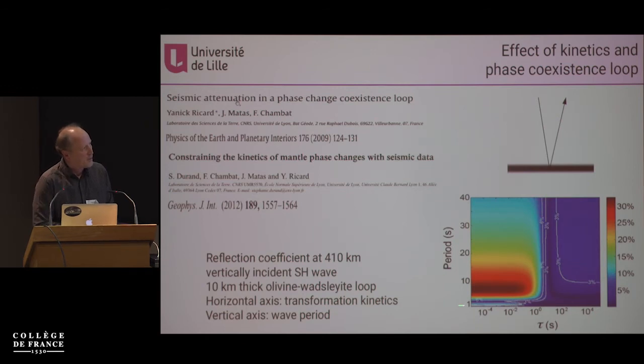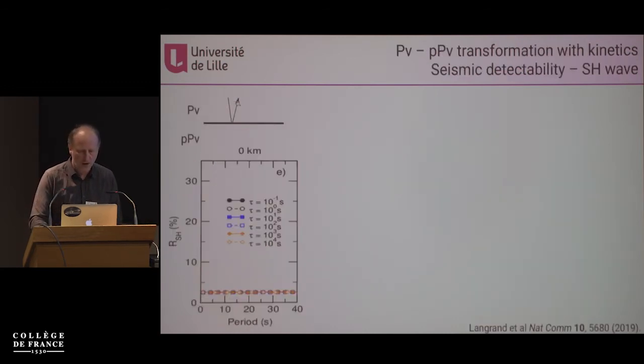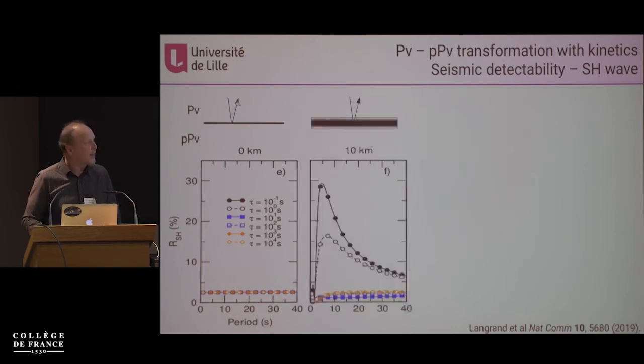Here is the dependence on this time scale: the reflection coefficient as a function of time scale and wave period. And you can see it can go from a few percent to very high numbers. So when you apply that to Bridgmanite to post-perovskite, it depends on the thickness of the layer. If your layer is very thin, nothing happens. If your layer is 10 kilometers thick, if you have 10 kilometers of coexisting Bridgmanite and post-perovskite, then you get an amplification effect of the reflection coefficient.